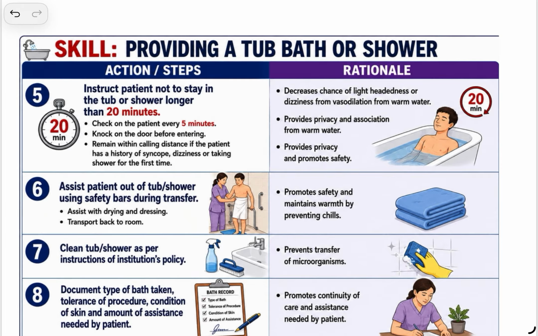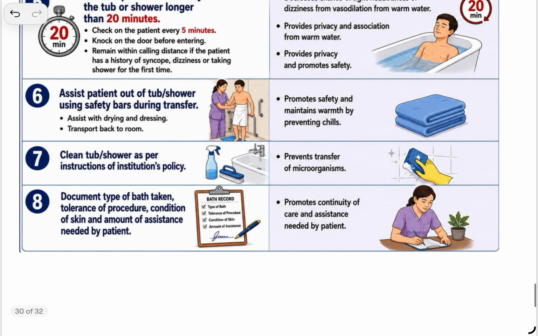Clear? Next one, assist the patient in the tub if they need. Okay. Assist the patient if they need. If they don't need, every 5 minutes you need to knock the door and ask. And later on, after the cleaning, after bathing, you should provide them a towel, or else you need to provide the drape, in order to prevent chills and in order to dry the patient. Clear? Are you understanding? Yes.